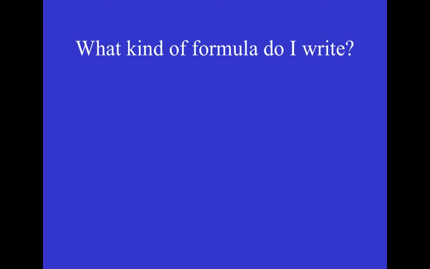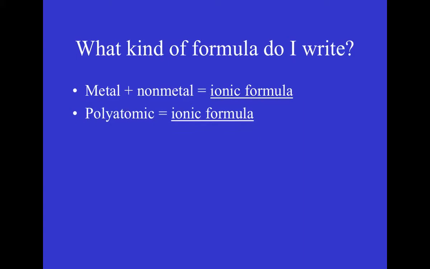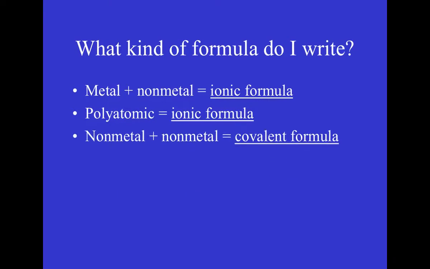So first of all, let's do some review. This is a good review in general for your bonding. If you have a problem remembering the types of bonds, this is a little bit helpful. Remember, if I have a metal plus a nonmetal, that's ionic. If I involve a polyatomic ion, which I know we haven't talked about yet, but I'm previewing it, it would also be ionic. And if I have a nonmetal plus a nonmetal, I would write the formula covalently.